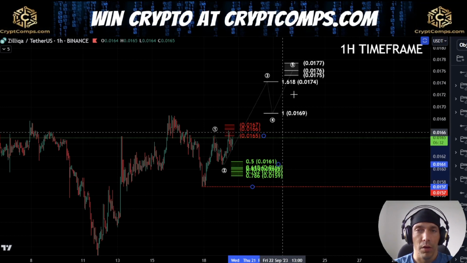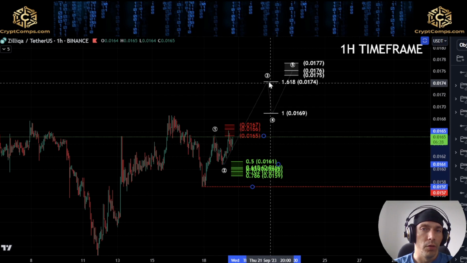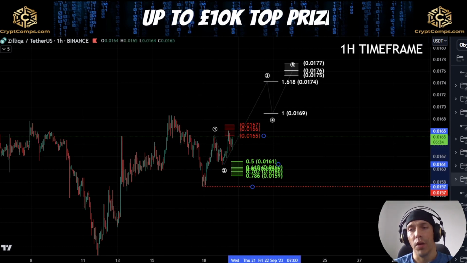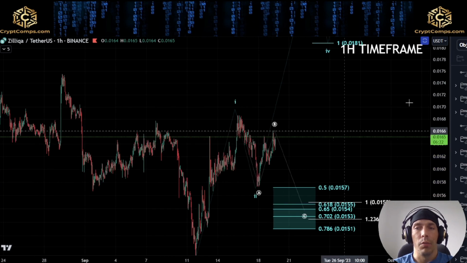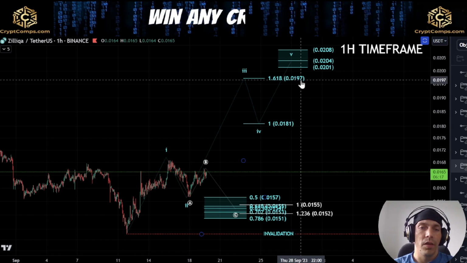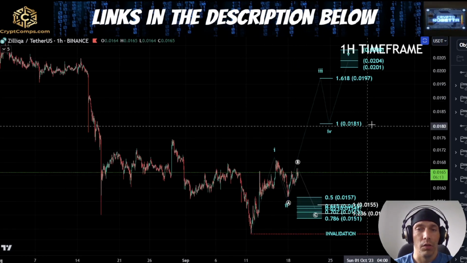But off of our current area here, 0174 is going to be the zone we are looking for this as a third wave. So I'm going to be keeping an eye on this level to see if we do get continuation up. But like I said, with this bullish count, we need to actually see a break of this 0197 area for more confirmation that we're going to see this bigger 5-wave structure looking to play to the upside.